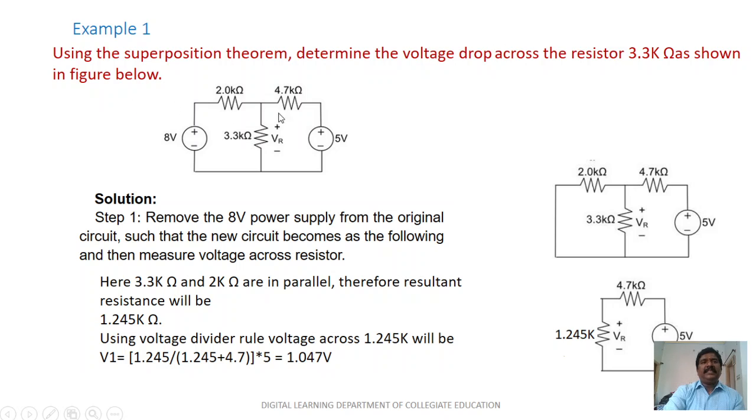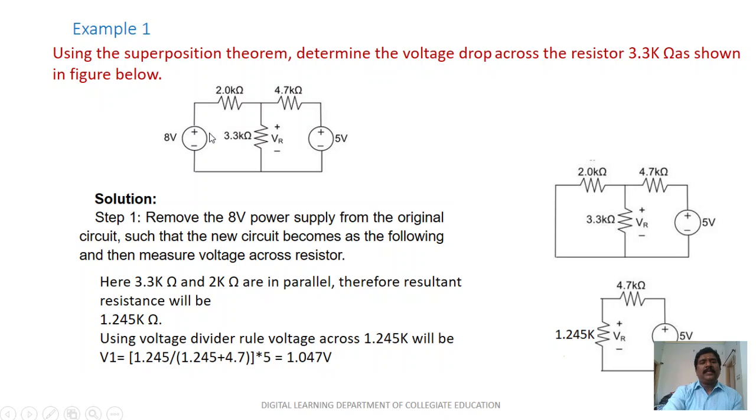We have a statement for the superposition theorem: any linear bilateral network having more than one source, the response across any element is the sum of the responses obtained from each source separately. So when you see a number of sources connected, either voltage sources or current sources, we can apply the superposition theorem by taking certain steps.